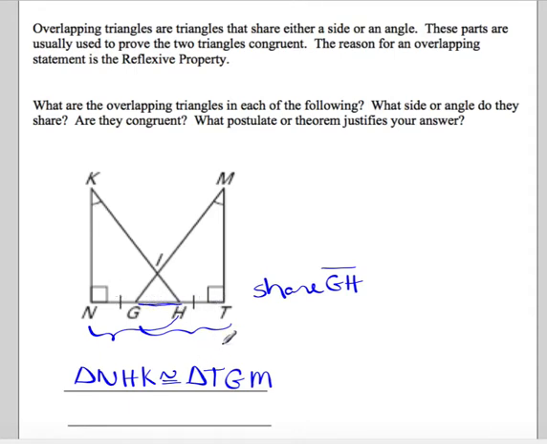So this is going to be angle, angle, side instead of angle, side, angle. If it was this side here from K to N, then it would be angle, side, angle. So this one, the reason is angle, angle, side, because the side is not in between. And that is the congruence theorem.